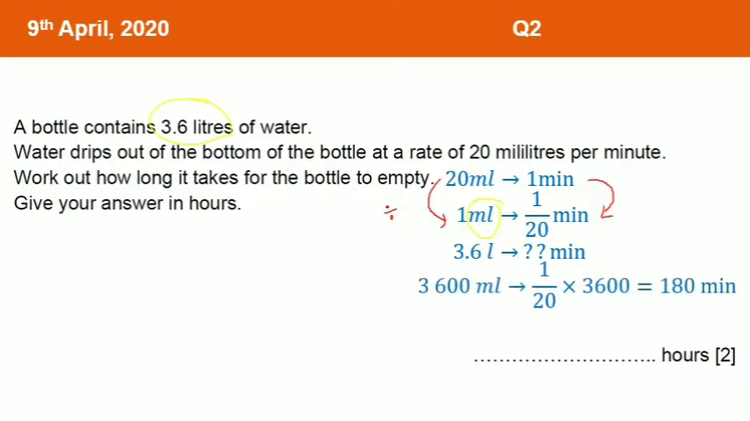And for the time taken, you can also check from 1 into 3600, we need to multiply by 3600, right? So the 1/20 also we need to multiply by 3600. The answer will be 180 minutes. But look at the question, it has to be in hours. So 1 hour is how many minutes? 60 minutes, right? So 180 minutes will be 3 hours.